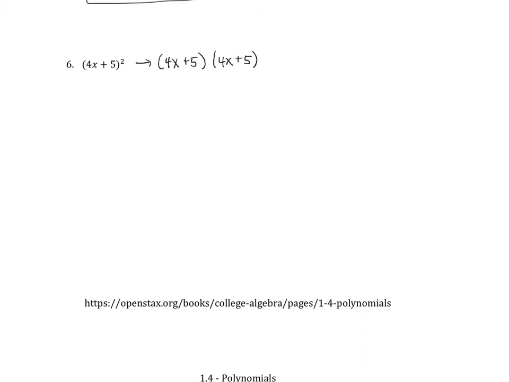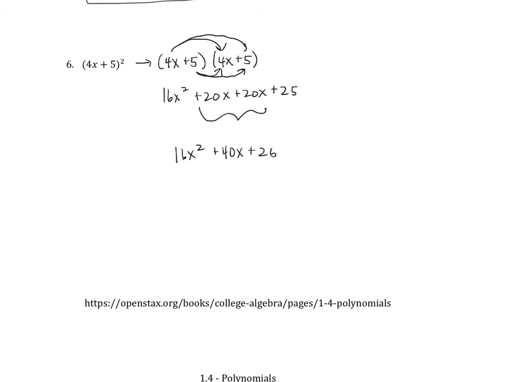Now all you're going to do is distribute. So 4x times 4x is 16x squared. 4x times 5 is 20x. 5 times 4x is 20x. And then 5 times 5 is 25. Combine like terms, so you get 16x squared plus 40x plus 25. And that's it.